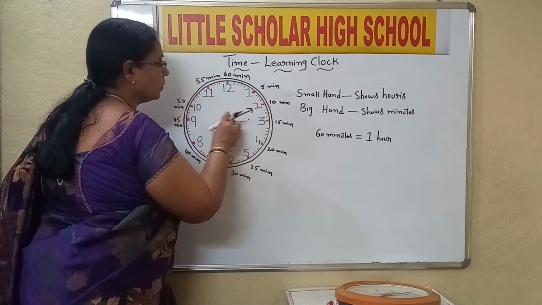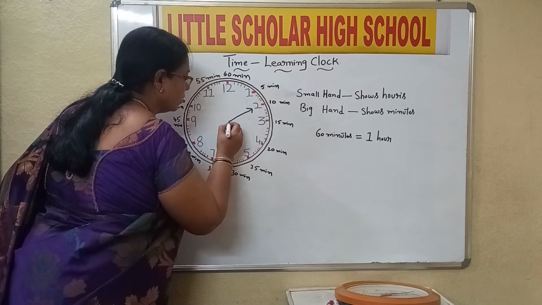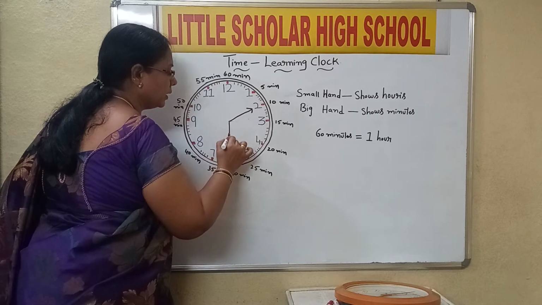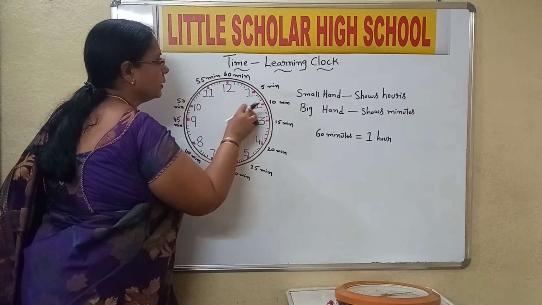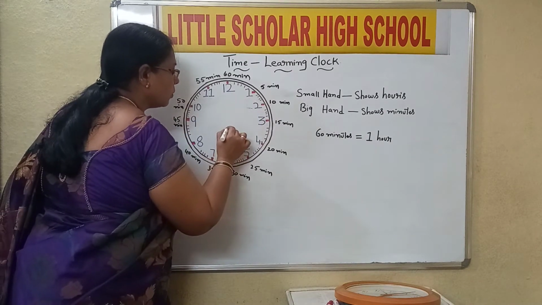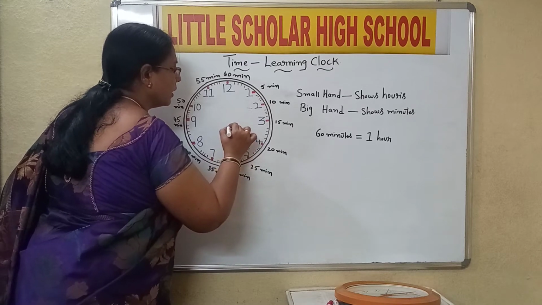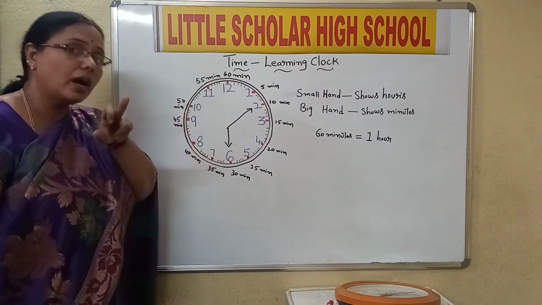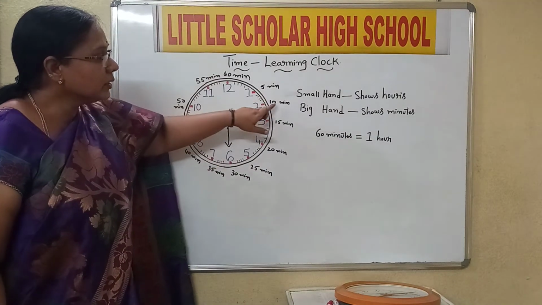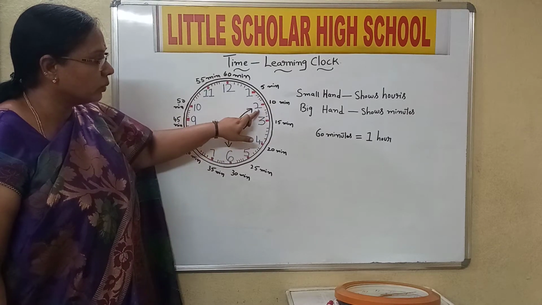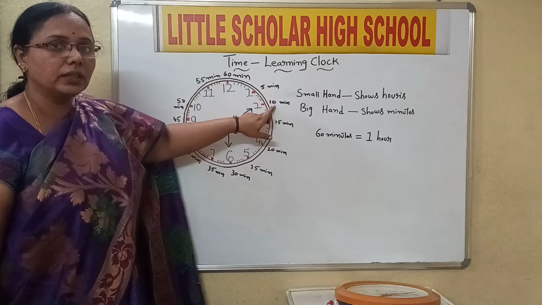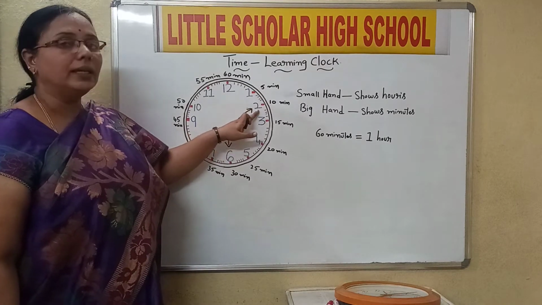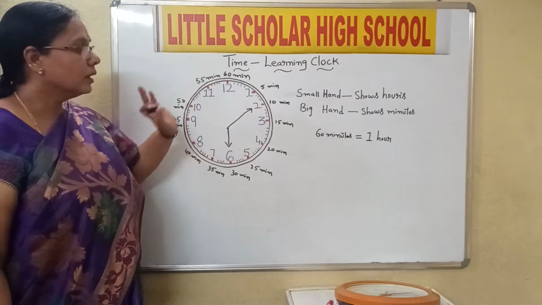Now tell me this time now. The small needle is on 6 and the big needle is on 2. Let me do it a little clearly. The small needle is pointing towards 6 and the big needle is pointing towards 2. So again, the small needle tells you hours. The big needle is pointing towards 2. How many minutes is it? It is 10 minutes. So 6:10. If the big needle is on 2, it means it is 10 minutes. That is the way we should know.